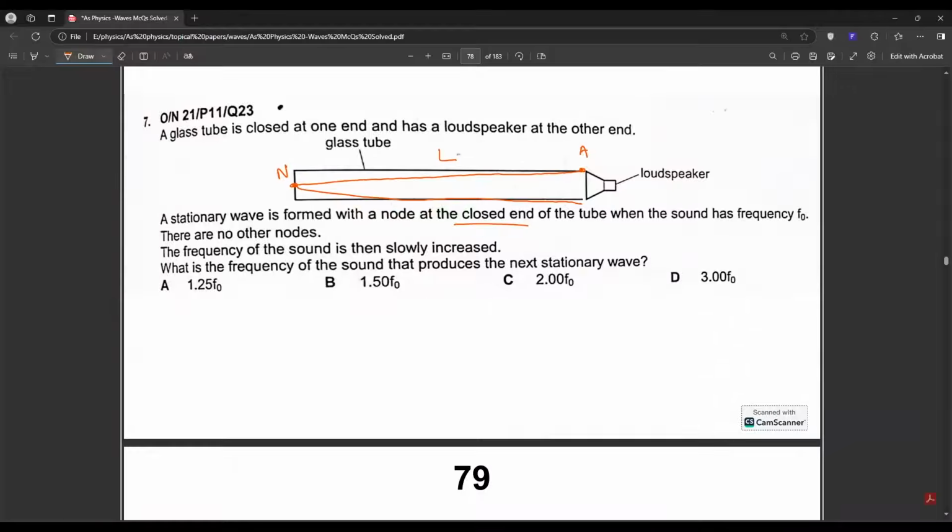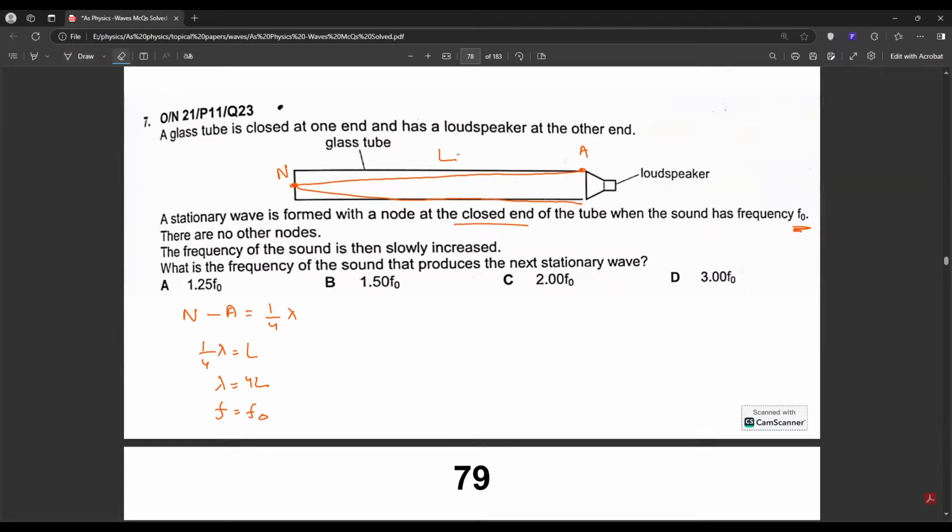So basically, let's say the length of the complete tube is L. From antinode to node, what is your lambda? 1 upon 4 lambda. 1 upon 4 lambda is equal to L. Your lambda is equal to 4L. Your frequency is equal to f naught. This is given in the question. The frequency of the sound is then slowly increased. What is the frequency of the sound that produces the next stationary wave?